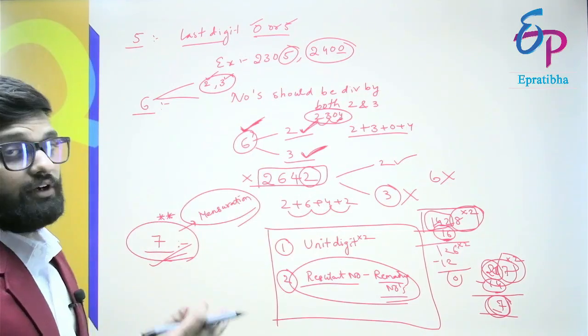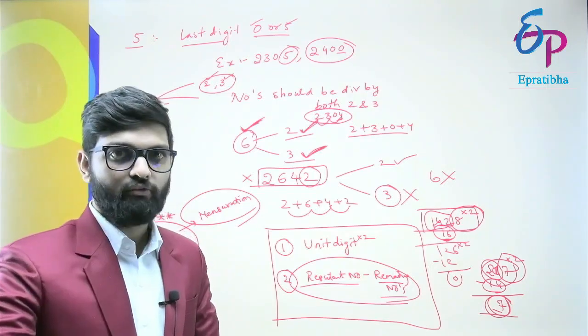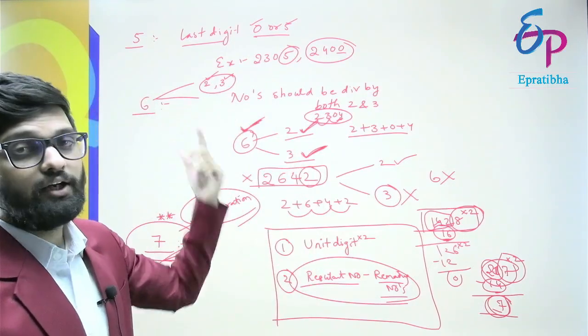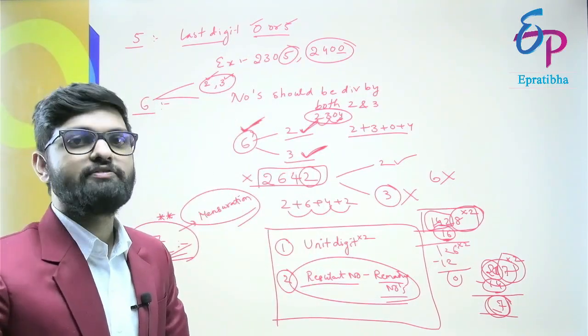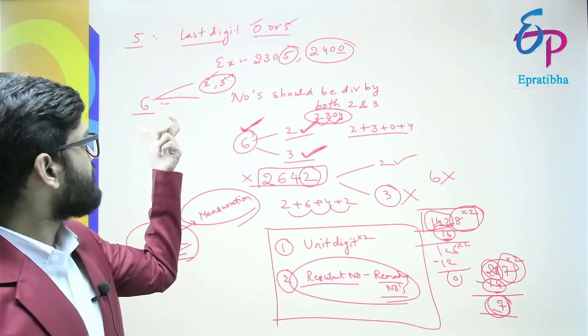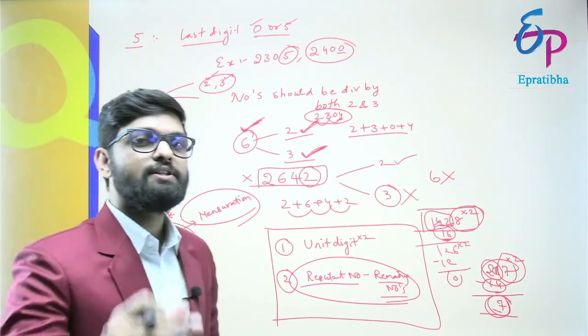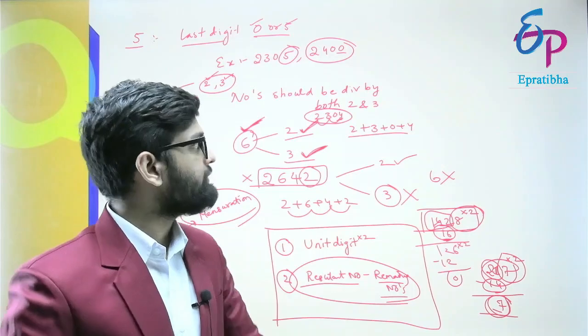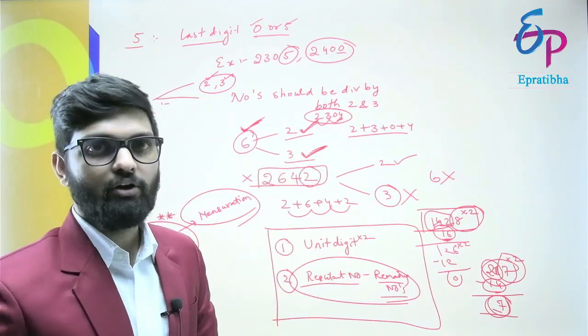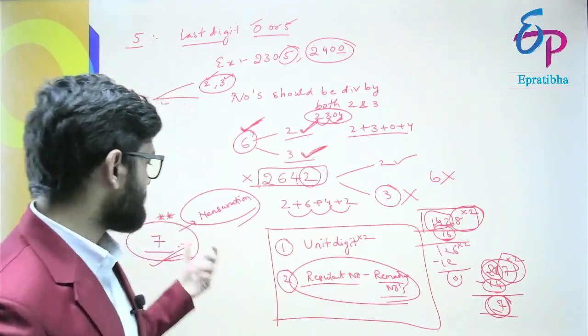Once again, we will go through this. 5, 6, 7: if the last digit is either 0 or 5, then you can definitely tell it will come in the 5 table, right? It is divisible by 5. Now how can you tell whether a number is divisible by 6 or not? Just the last 2 digits of the number should be divisible by 6. Now how can you tell whether a number is divisible by 7 or not?